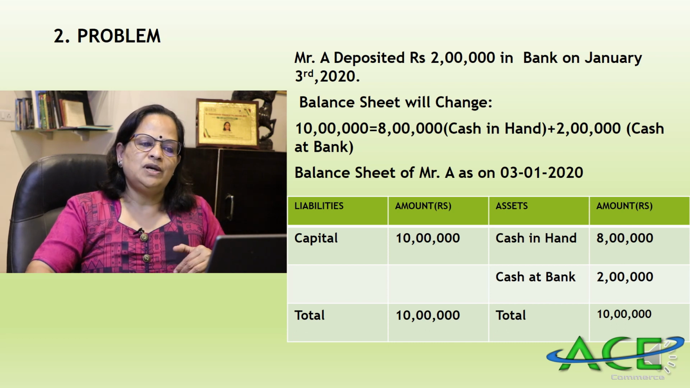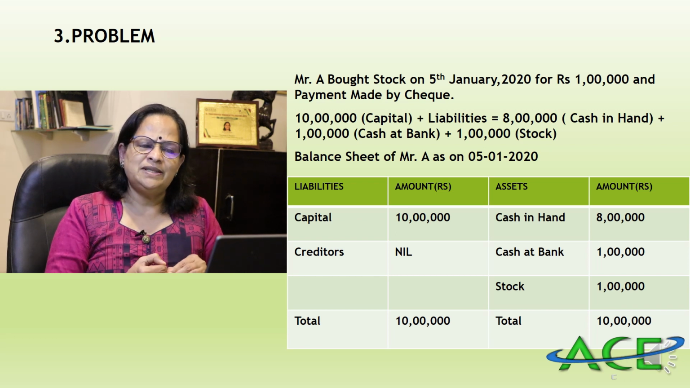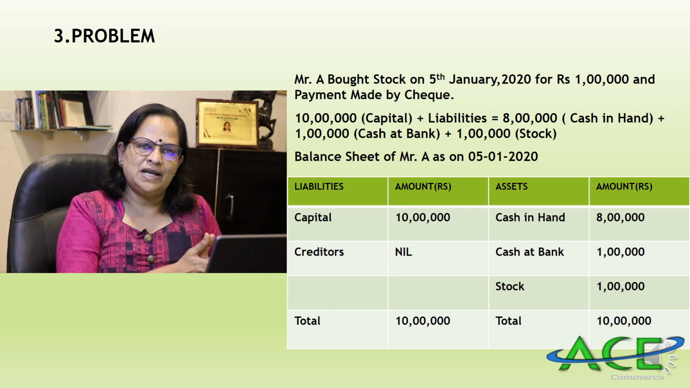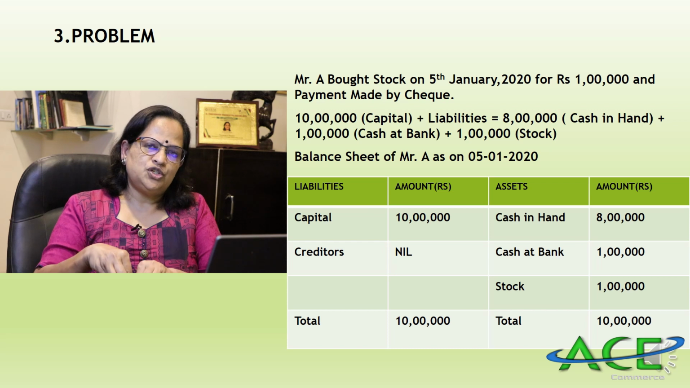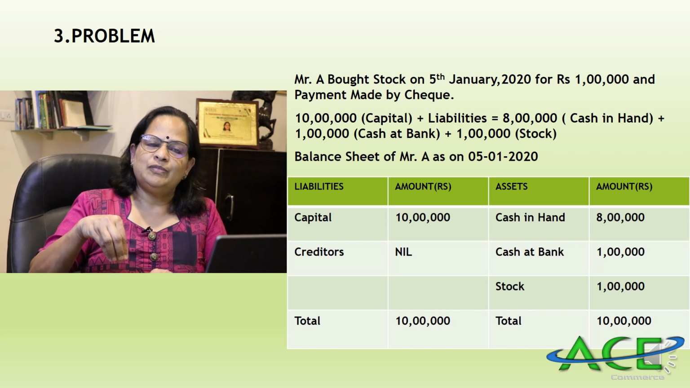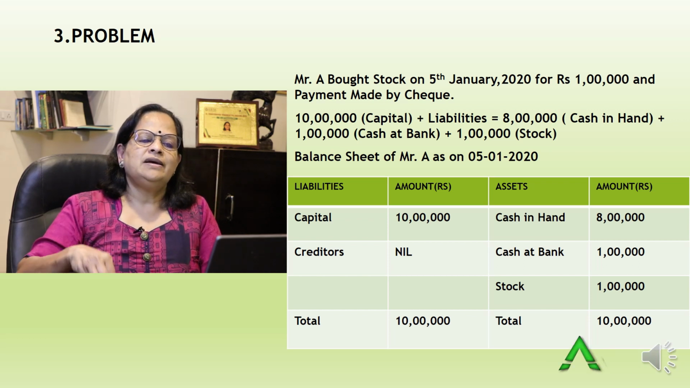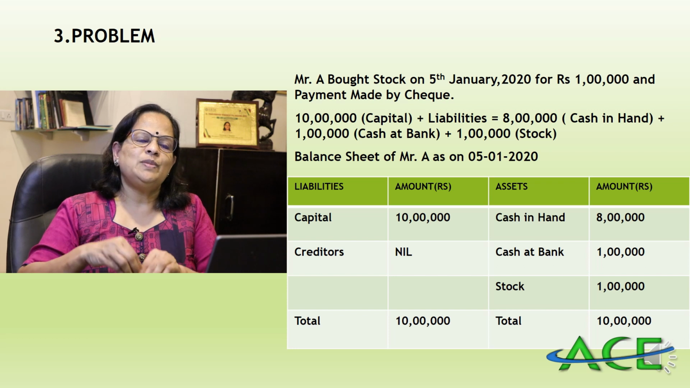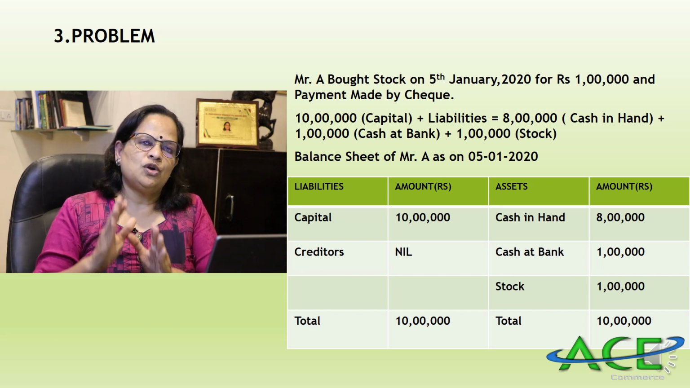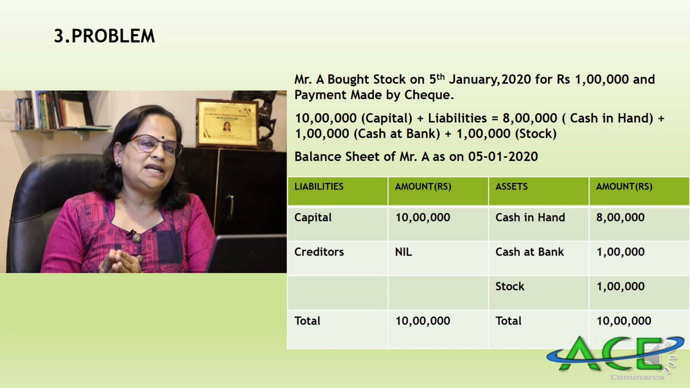Now we are coming to one more adjustment, and how it will change. Imagine that he started business with 10 lakhs capital, then after 2 days he deposited 2 lakhs in the bank. Now, after 2 days again, that is January 5th, 2020, he is buying stock for 1 lakh and making a payment by check. So what all will be affected? Capital will be 10 lakhs itself. This will be a change on the asset side alone.